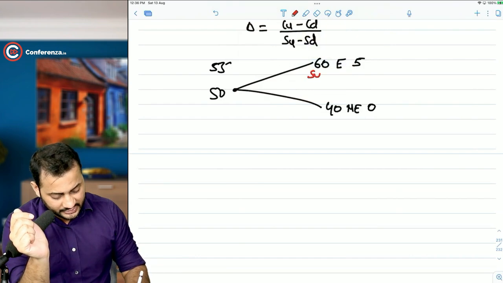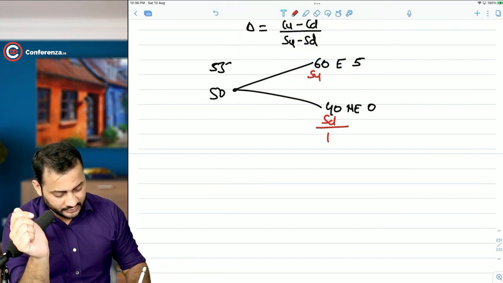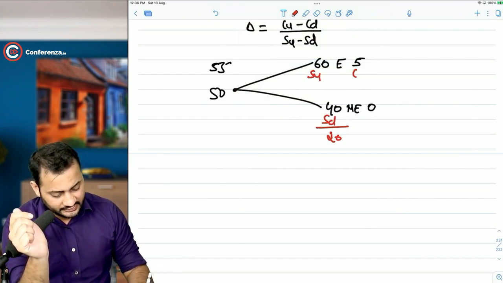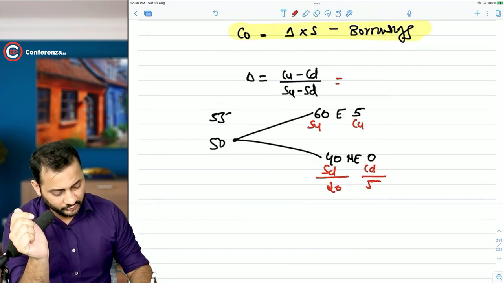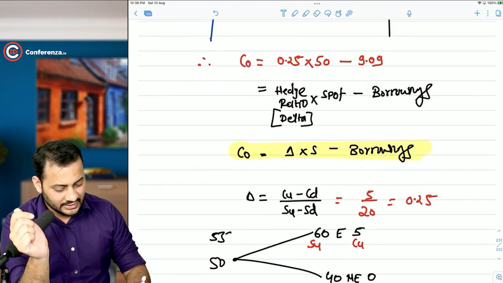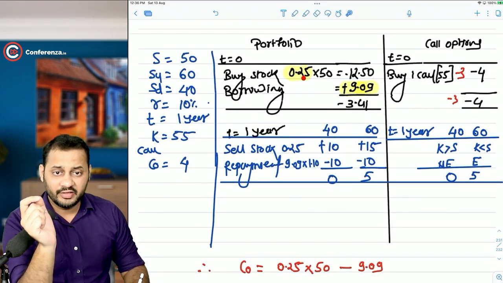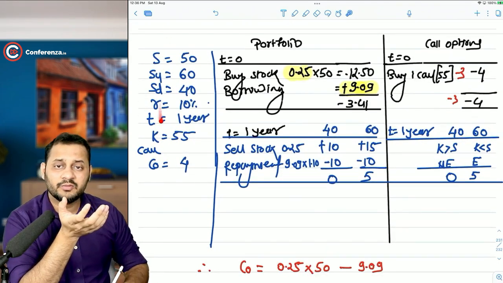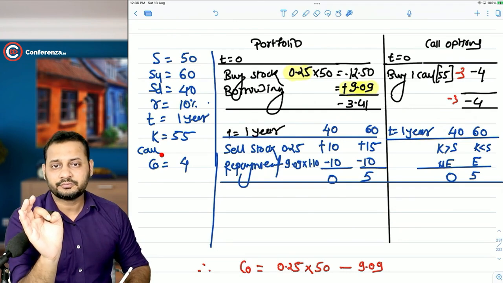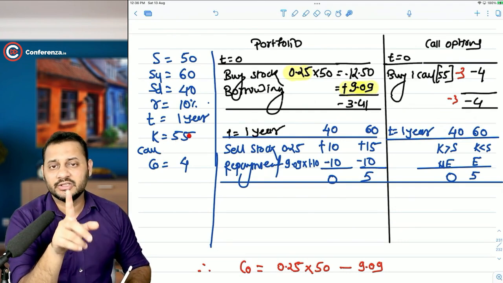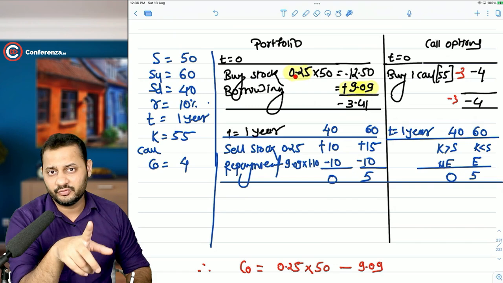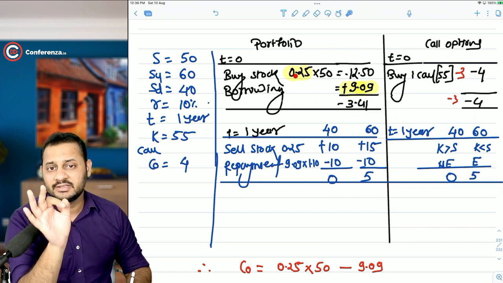And this is SU, this is SD, the difference between these two is 20. And this is CU, this is CD, the difference between these two is 5. If you keep that in the formula, 5 by 20 is equal to 0.25. This is how we calculated 0.25. Understand? This 0.25 is calculated with the help of the given data itself. We needed the option's strike price to calculate 0.25. Understand this. This is how we calculate.